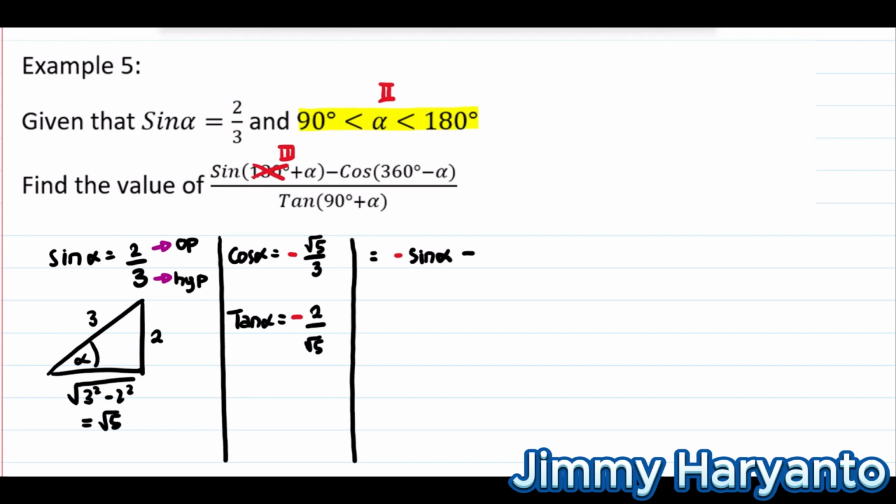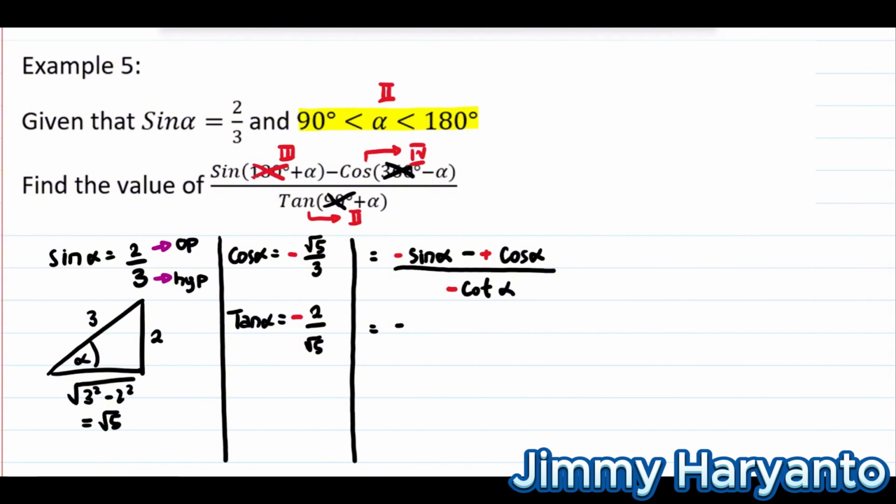Next is negative cos 360 degree minus alpha. This one is in the fourth quadrant. That means cos in the fourth quadrant will be positive, and then remove the benchmark, you will have cos alpha as the result over tan 90 degree plus alpha. 90 degree plus alpha is in the second quadrant. Tan in the second quadrant will be negative, and then remove the 90 degree, the tan will become cotangent because we use 90 degree as the benchmark.